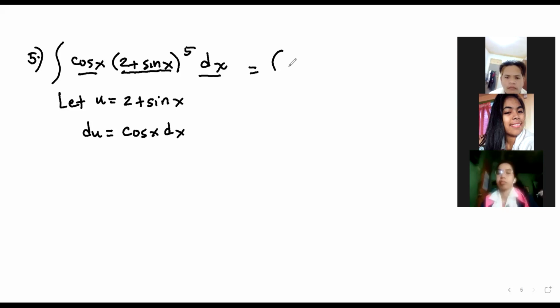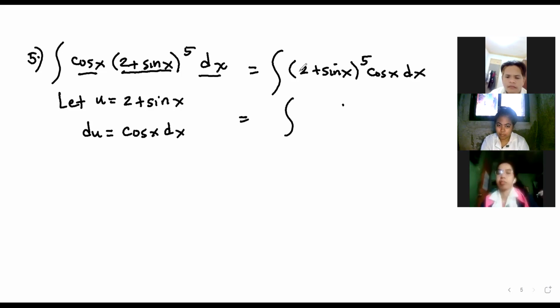So when you arrange it, you will have the fifth power of 2 plus sine x, cos x dx. Okay? The cos x dx is equal to du, and 2 plus sine x is equal to u raised to 5. So in solving, we need to write the given in terms of u, but in the final answer, we need to replace it. We go back to whatever variable the given has.